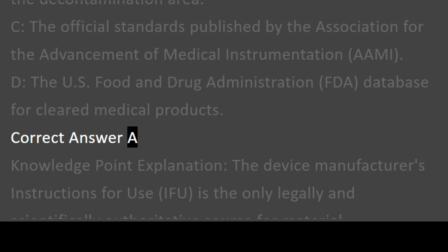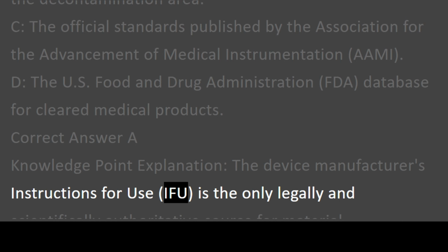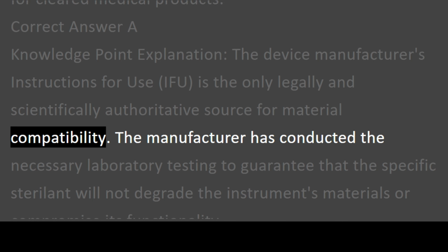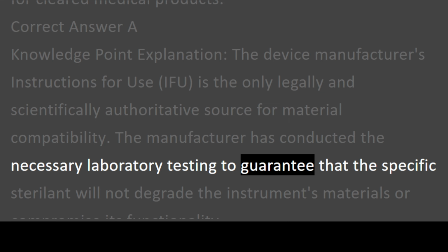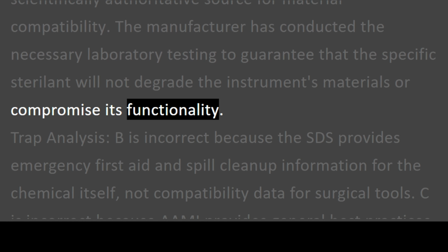Correct answer A. Knowledge point explanation. The device manufacturer's instructions for use, IFU, is the only legally and scientifically authoritative source for material compatibility. The manufacturer has conducted the necessary laboratory testing to guarantee that the specific sterilant will not degrade the instrument's materials or compromise its functionality.